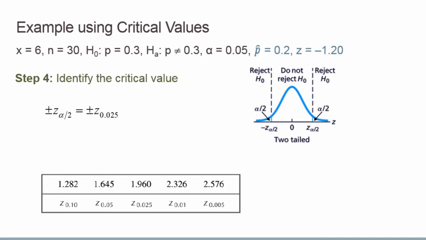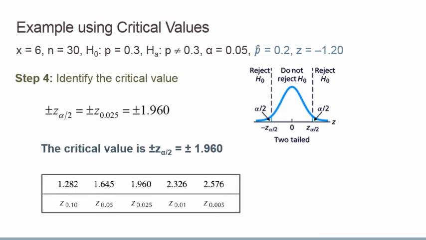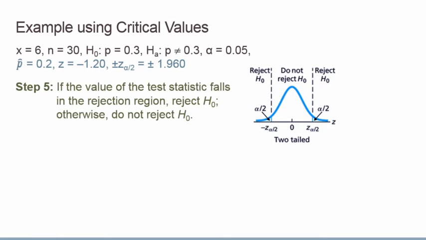Going to our table and finding our value for z, which equals plus or minus 1.960. The critical value is plus or minus z sub alpha divided by 2 equals plus or minus 1.960. Moving to step 5, if the value of the test statistic falls in the rejection region, reject H sub 0. Otherwise, do not reject H sub 0.